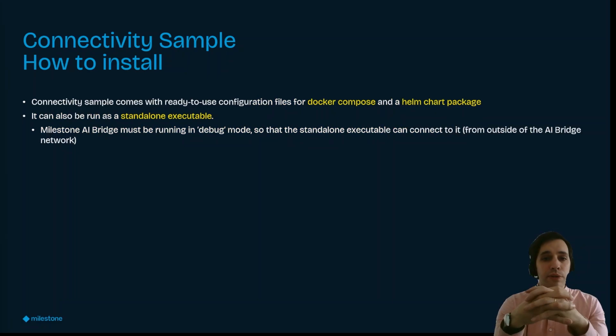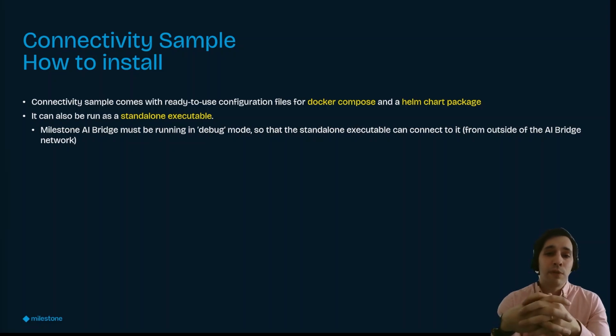Let's check now how to install and run the connectivity sample. As part of the public repository, we are providing ready-to-use configuration files for Docker Compose installation, as well as a Helm chart package for Kubernetes deployment. Apart from these two recommended options, we can also run and install the connectivity sample through a standalone executable. However, this is not the recommended option. And if you want to test this integration using a standalone executable, the Milestone AI Bridge must be running in debug mode.